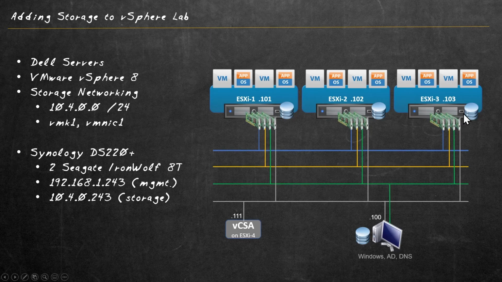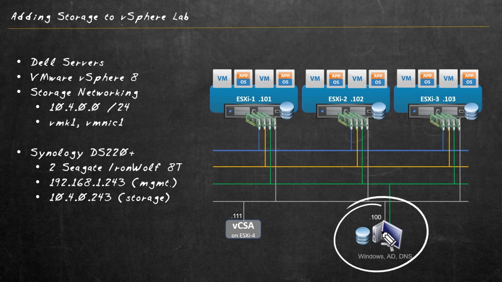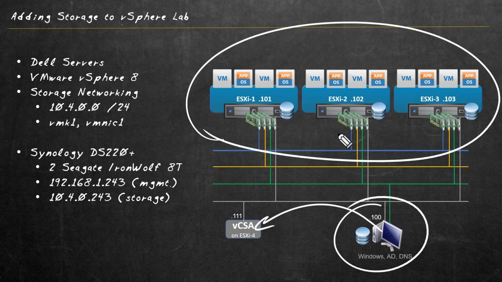So the last piece of our puzzle is to allow these ESXi hosts to access that network storage at the 10.4.0.243 address. To do that, we're going to go from our management computer, log into vCenter using the vSphere client, and then through the vSphere client using vCenter, we'll configure these ESXi hosts to be able to reach that new storage that we just set up on the 10.4.0 network.